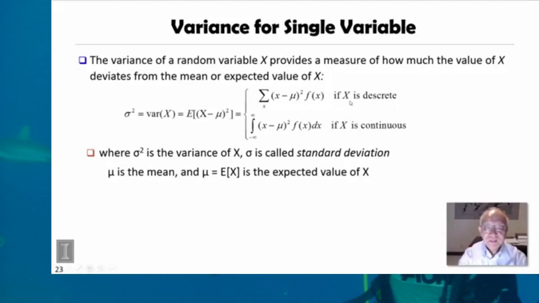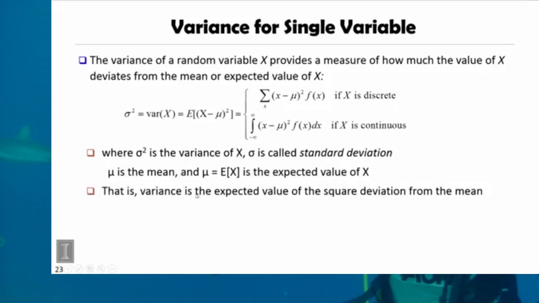If x is a discrete variable, then the formula is written like this. We use the sum of this function, which is x's deviation from mu, the mean value, squared, times x's density function. If x is a continuous variable, we take the integral over the range from minus infinity to infinity. To that extent, we say variance is the expected value of the squared deviation from the mean.